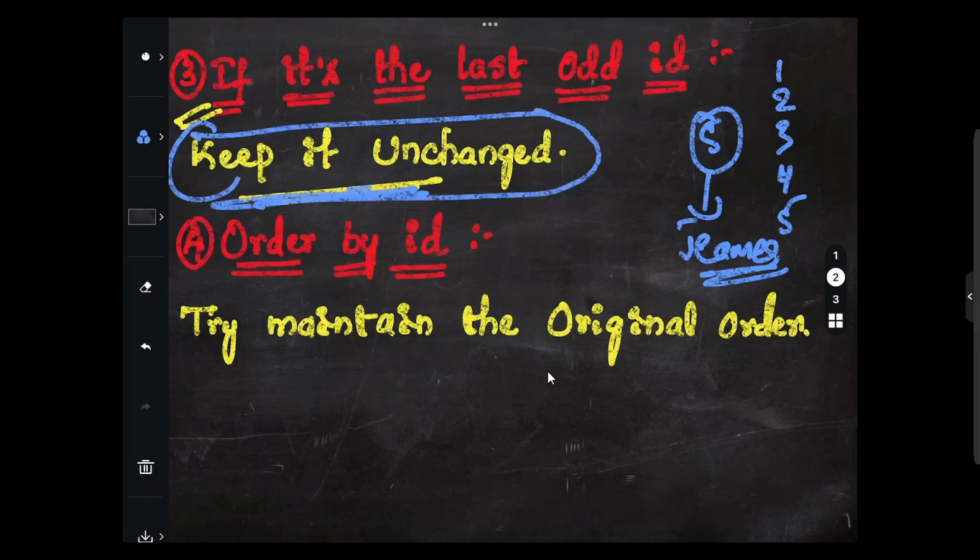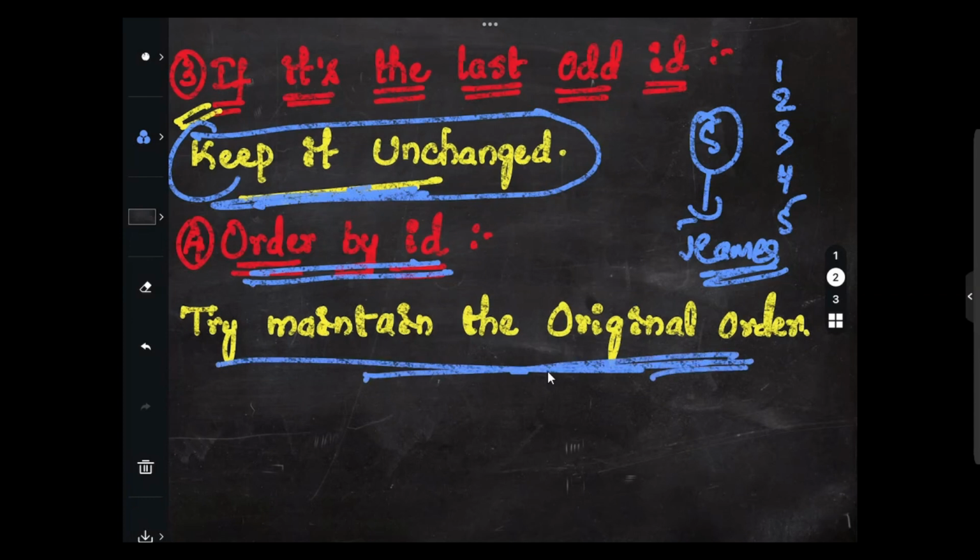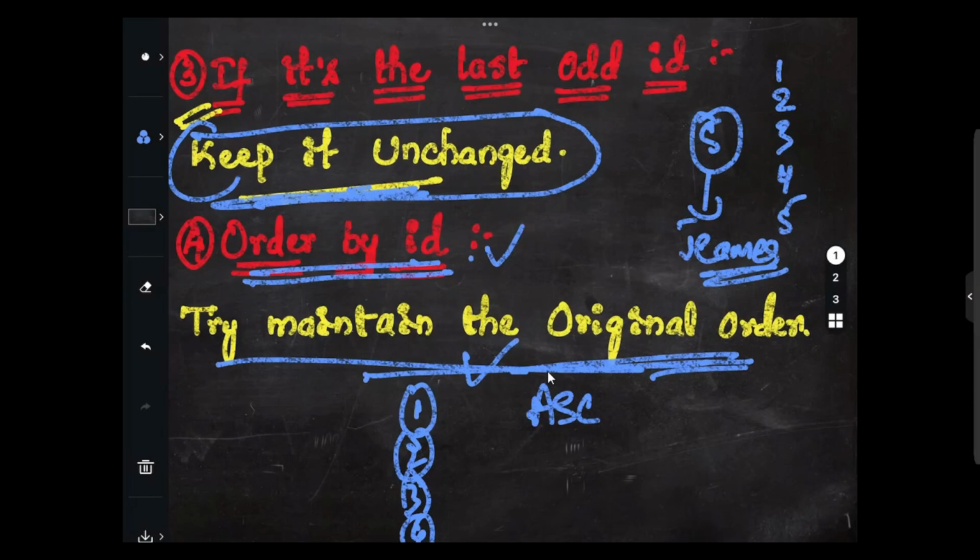The last step is to order by the ID. We have to maintain the original order, basically ascending order. It starts with 1 and increments by 1: 2, 3, 4, 5. That's what I explained while explaining the question. We have to maintain the original order, so order by ID. I hope this is clear.